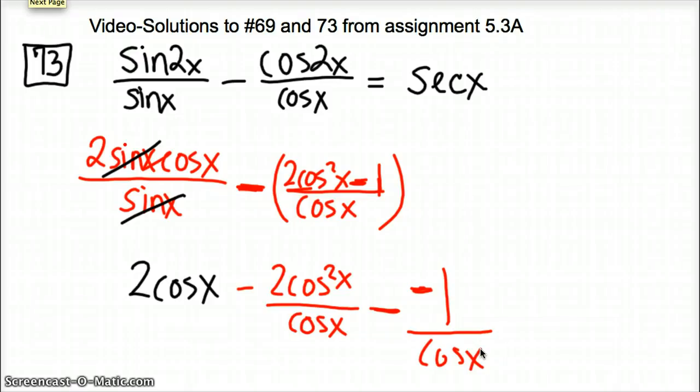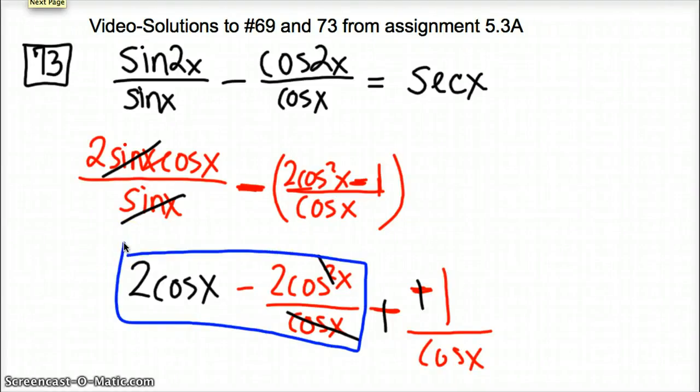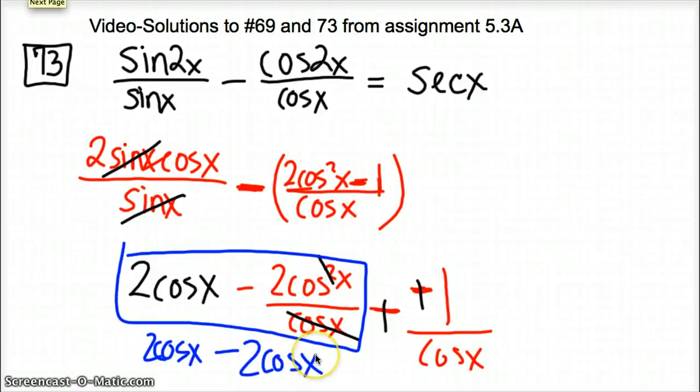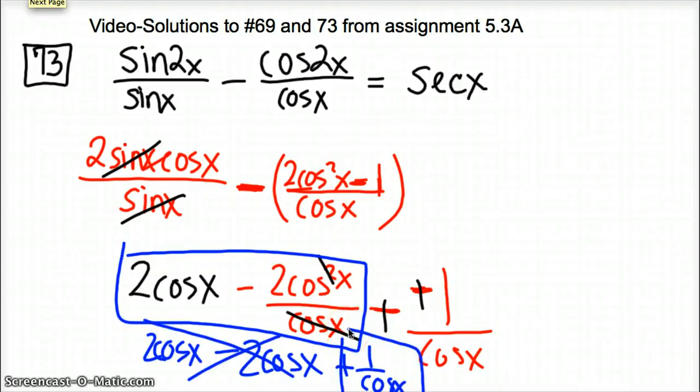So let's see where that leads me. We have, I can change this to adding a positive. Looks like this simplifies. I can cancel a cosine. And I'm seeing a little more simplified here. I can do this math, and this will make a 0. Because I have 2 cosine of x minus 2 cosine of x plus 1 over cosine of x. So notice that this goes away, and I'm left with secant, which was my goal.